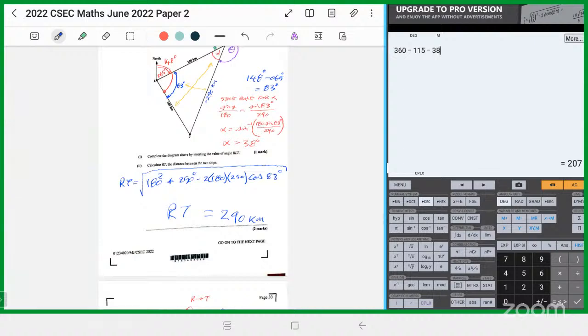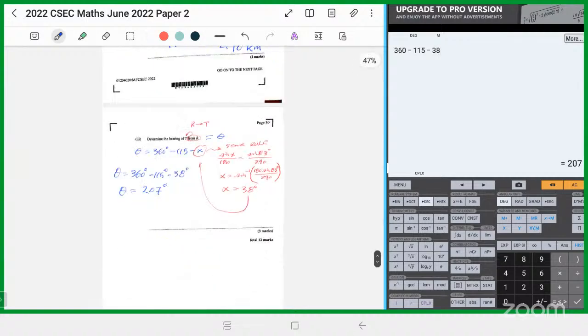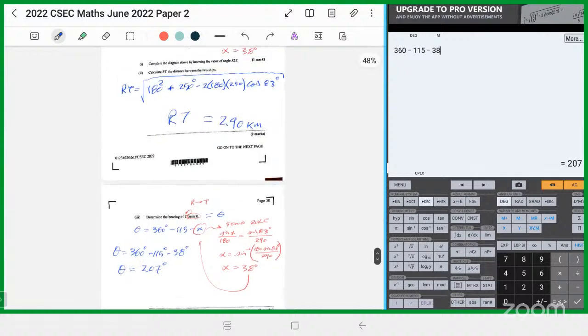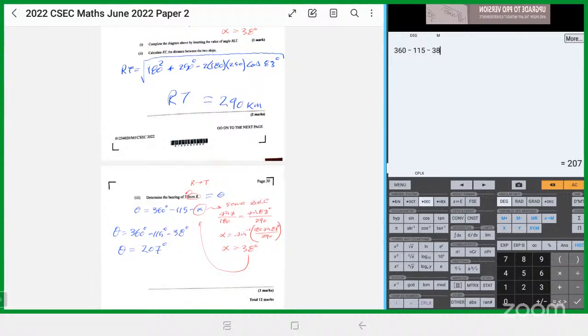Let's see. That is June 2022. January 2022 now. All right, let's go. Then now we're going to look at January 2022. Remember, any question you got wrong, redo it.